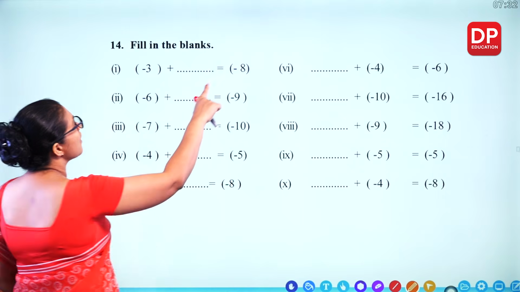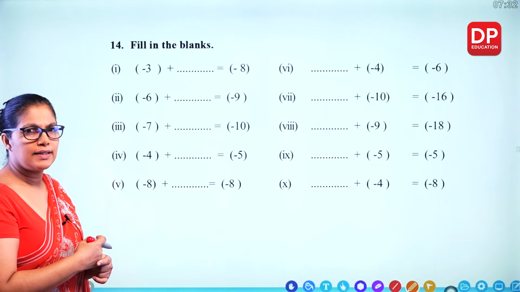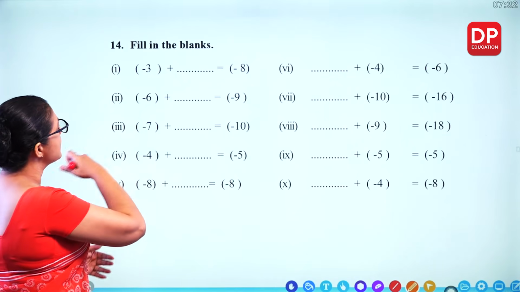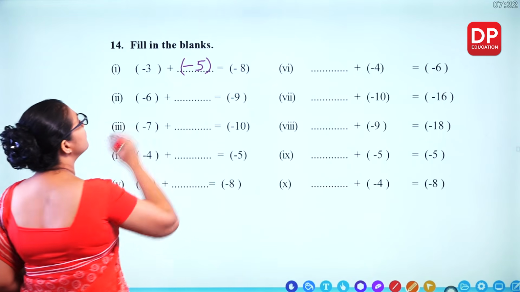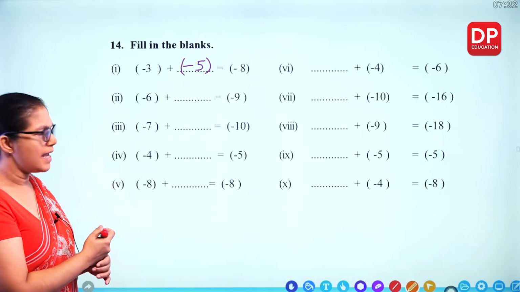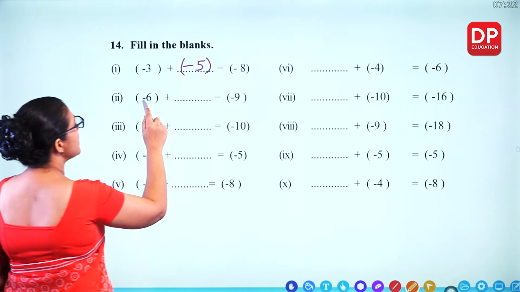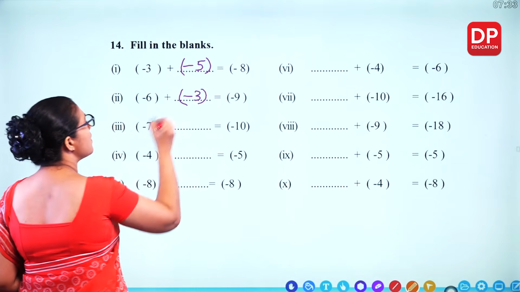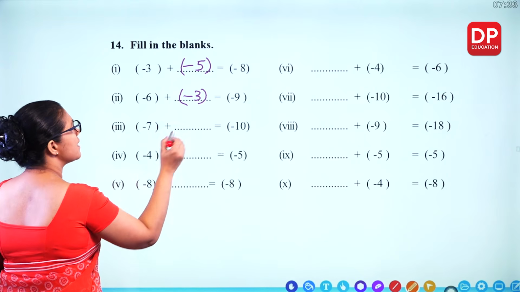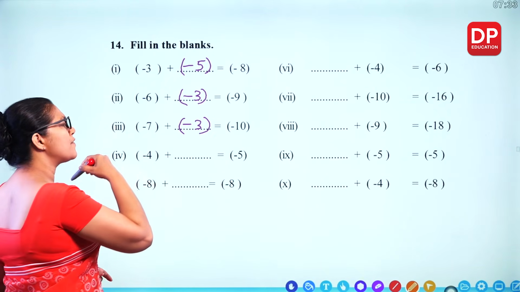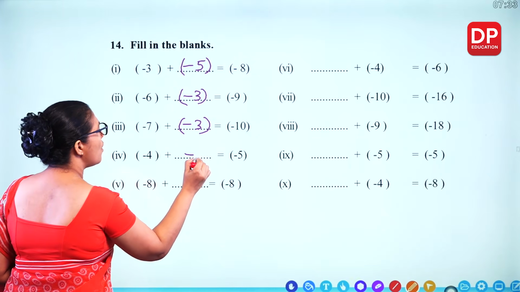Fill in the blanks. Minus 8 is there. So how do you get minus 8 from minus 3? Towards the minus side. So you can add another minus 5. 5 and 3, 8. So both to the left. How do you get minus 9 from minus 6? You are adding another minus 3. Minus 10 from minus 7, both are minus. So when you add 3 to that towards left side, you get minus 10. How do you get minus 5? Minus 4, minus 1.